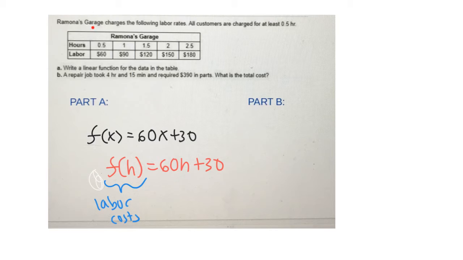So at this garage, if the labor takes a half hour, it's going to be $60. If the labor takes an hour, it's going to cost $90. If the labor takes an hour and a half, it's going to be $120, okay? So this f of h, this sort of function that we constructed, has only to do with labor costs. It has nothing to do with how much the parts cost.